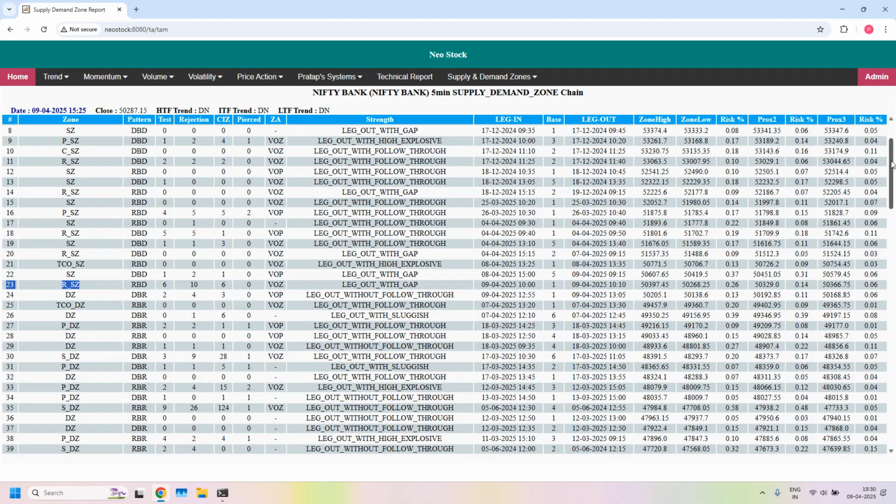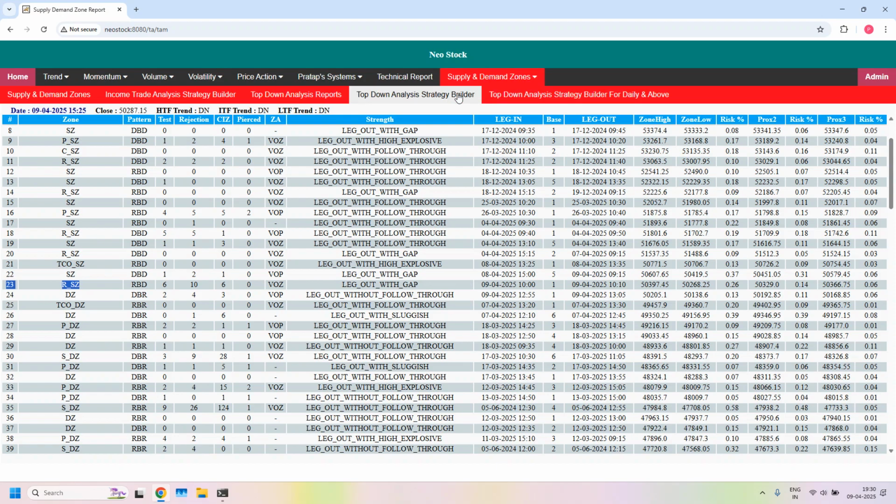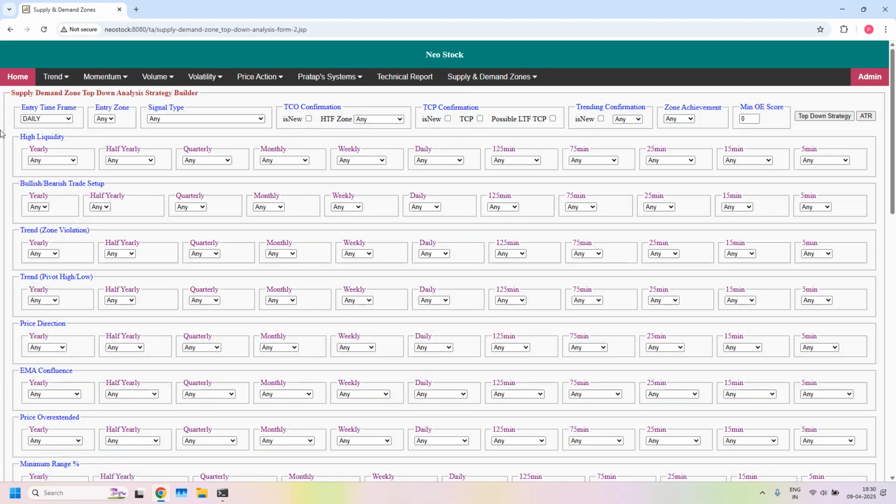Okay, this is a Bank Nifty supply demand zone chain. With this, we have completed both Nifty and Bank Nifty supply demand zone chain. Next, we will generate bullish and bearish trade setups, starting with the bullish trade setup for monthly income trade.